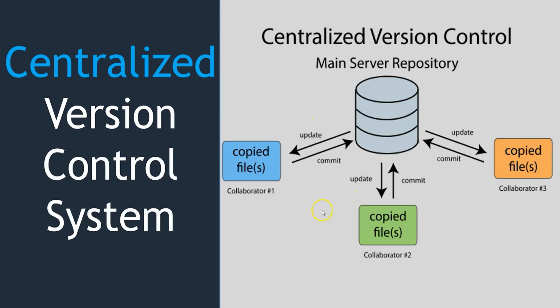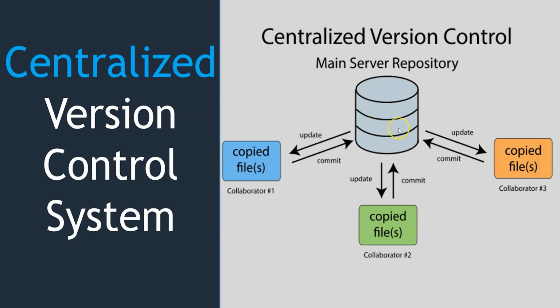In a centralized version control system, you have a centralized repository or main server repository, and collaborators and developers communicate with the main server repository and write the code. And you don't have any local copy of your code or project. In case the centralized repository is not accessible, developers or collaborators could not write the code. Why? Because this should always be accessible.